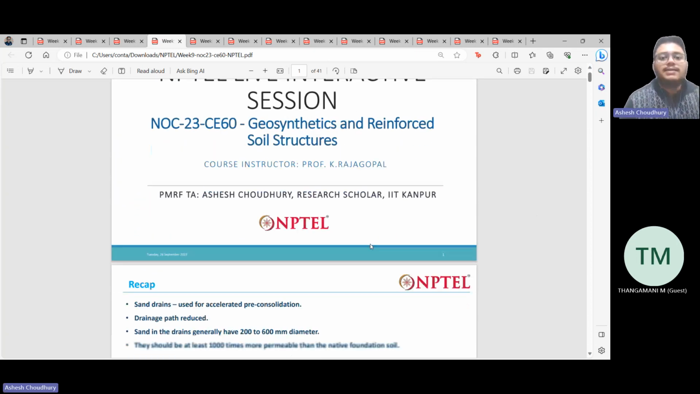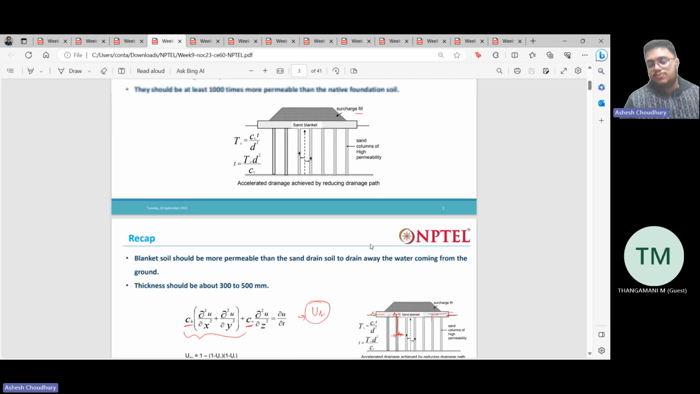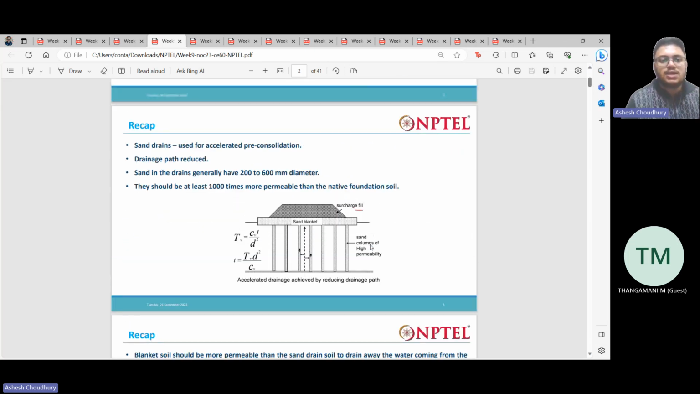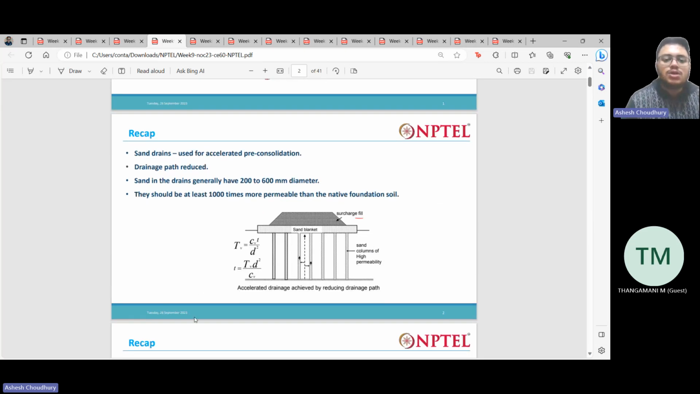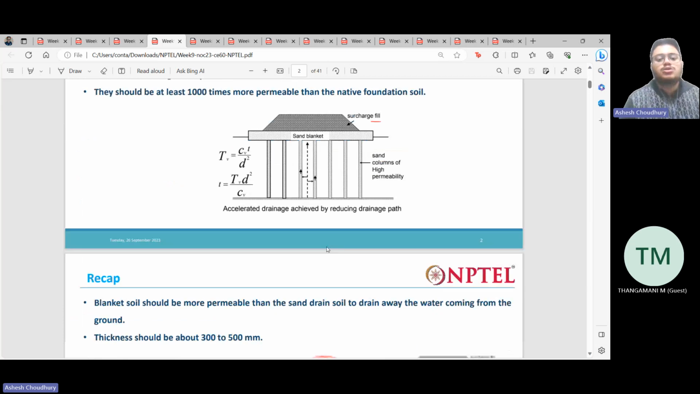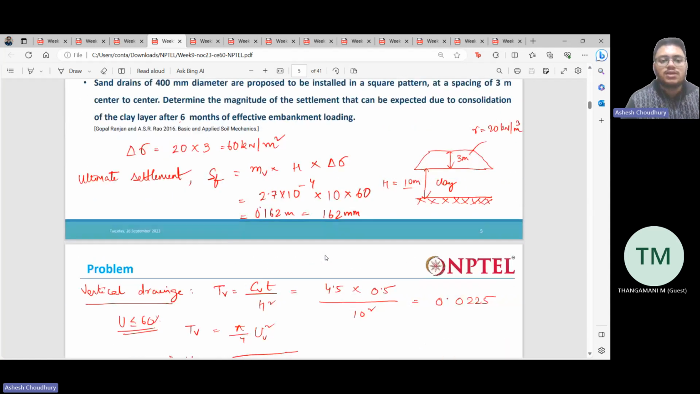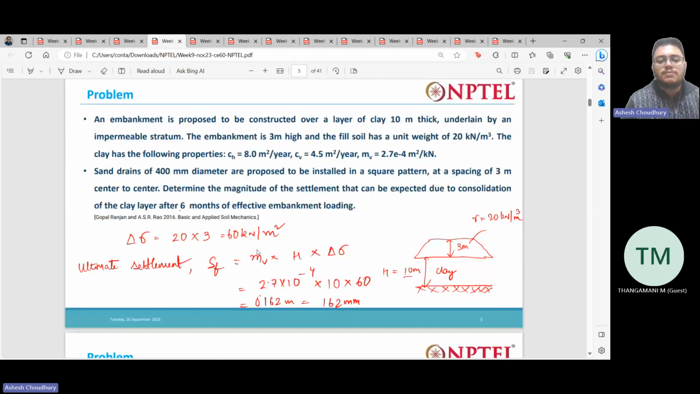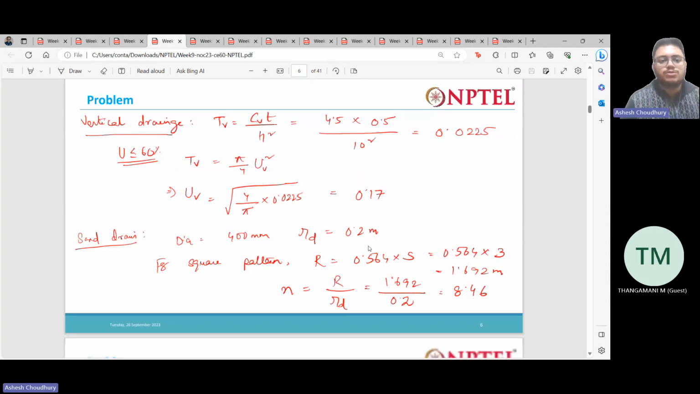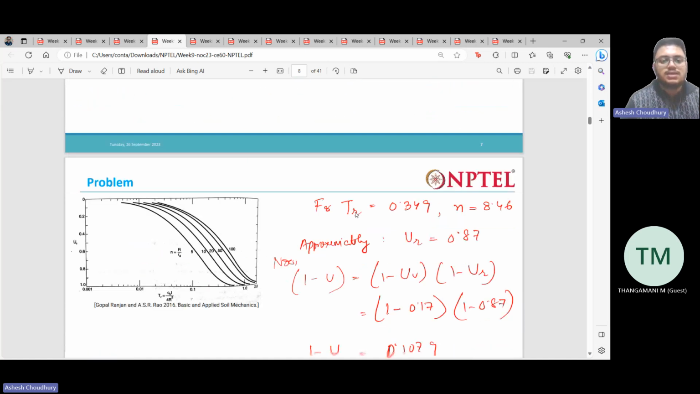Okay, then in the ninth week, we discussed mostly PVDs, the vertical sand drains and PVDs. So all these things we discussed. Then why are sand drains used? Sand drains are used to accelerate the consolidation process. So we solved a problem also where we saw that with the use of sand drains, the consolidation is accelerated. All these things we discussed.